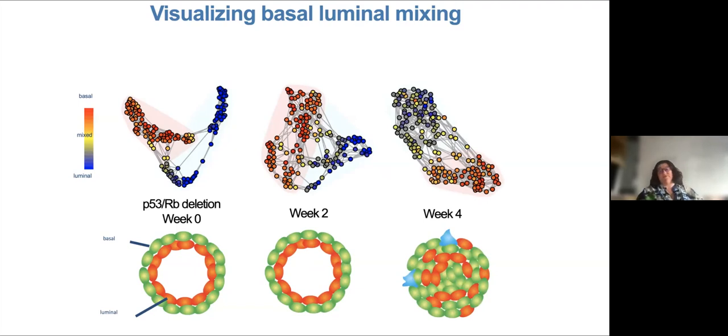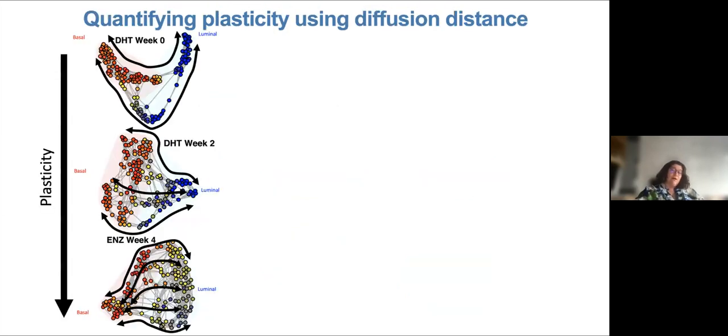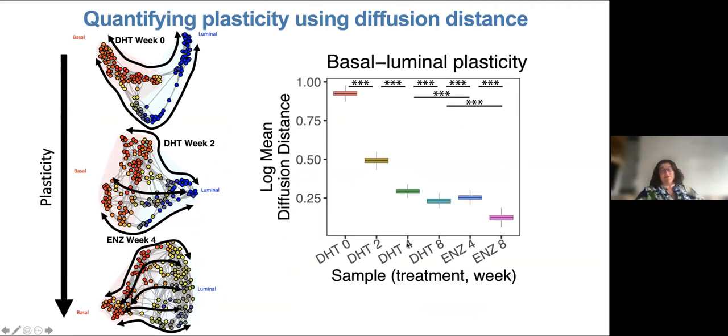And by week 4, everything is a total and complete mess. Almost all cells are in between luminal and basal. Very few have clear basal and luminal identity. And you seem to have almost no barrier in any which way to go between luminal and basal. Again, we can use a diffusion map and really see how many paths there are between basal and luminal in these neighbor graphs, and quantify that as yet another measure of plasticity, which completely matches our previous measure of plasticity.